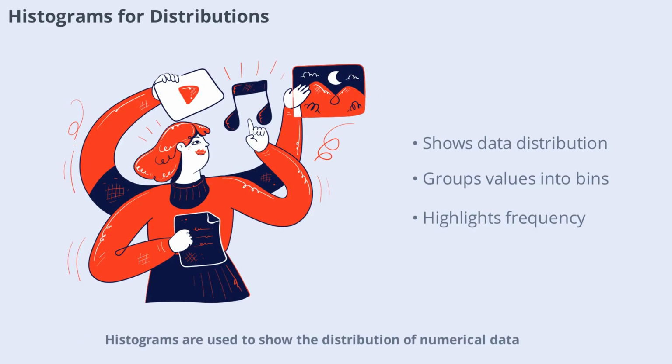Histograms are used to show the distribution of numerical data. They group data into bins and display the frequency of values within each range. This makes it easy to see the shape, spread, and central tendency of your data. Histograms are commonly used in statistics and quality control to analyze things like test scores or manufacturing defects.